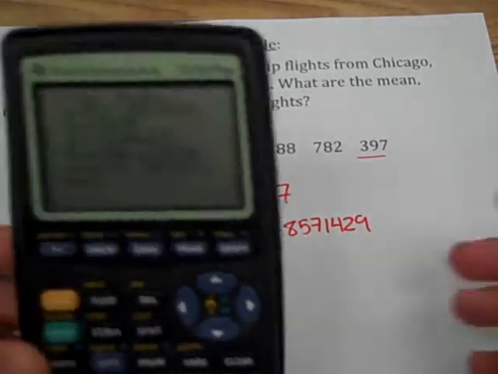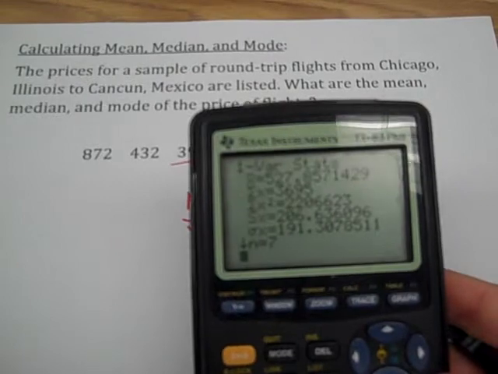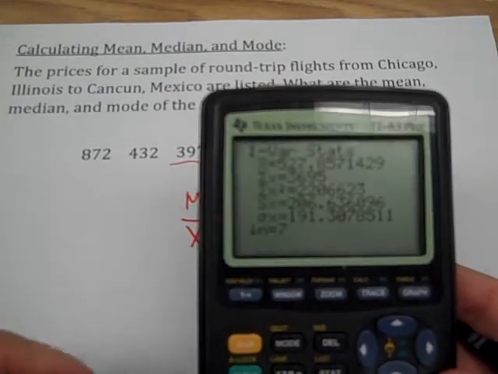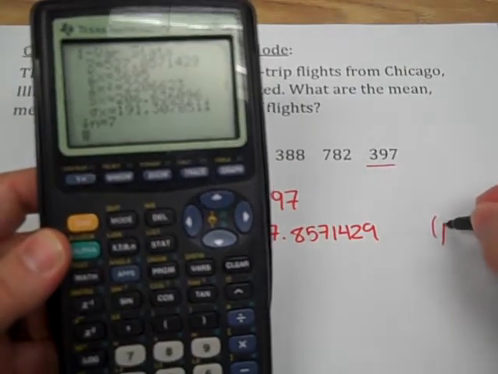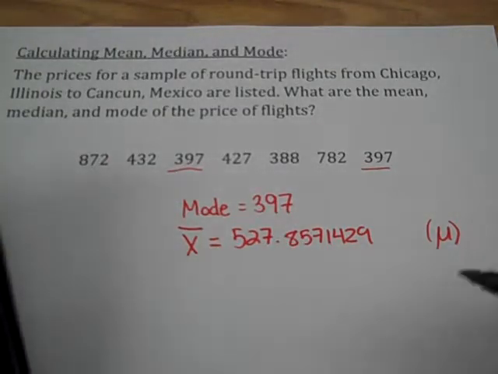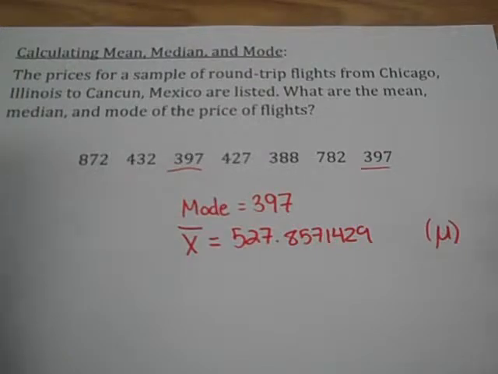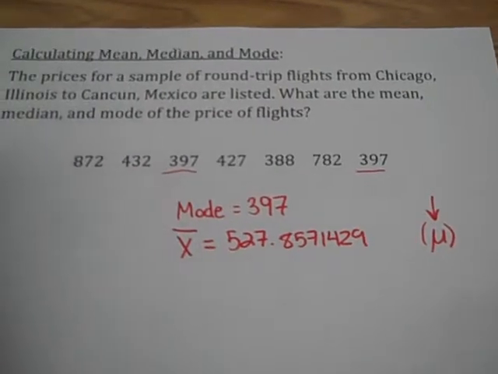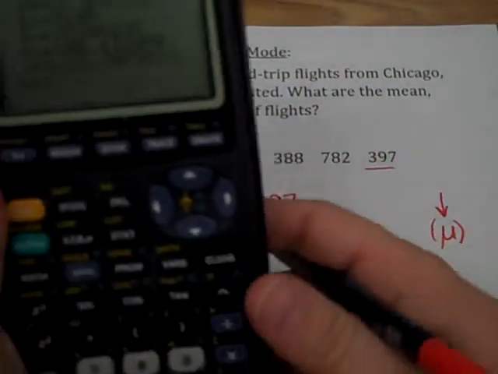And of course, we'll round that in a test or a quiz. If I have a sample, which I do, the symbol for mean is X bar. If I were to have a population, I would call it mu, the Greek letter mu. The calculator will always report X bar. If you know the information came from a population, you should report it as mu. In this case, we had a sample, so we do X bar.